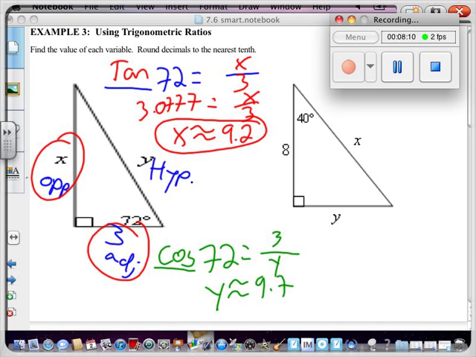Yes? You divide 3 by 0.3090. Cosine of 72 is 0.3090. Yes. You divided 3 by that? Yeah. 3 divided by cosine 72 is 9.7.